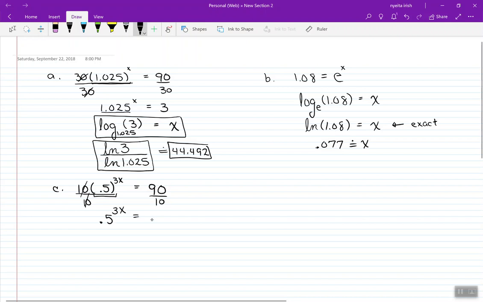And then 90 divided by 10 is 9. Again, I can't divide by 0.5 because the x is not hooked by multiplication to the 0.5, so now I have to use logarithms. Exponents and logarithms cancel each other out. So I have log base... I look at my exponent and look for its base. That becomes the base of my logarithm. So it's a 0.5 of 9 equals the power.